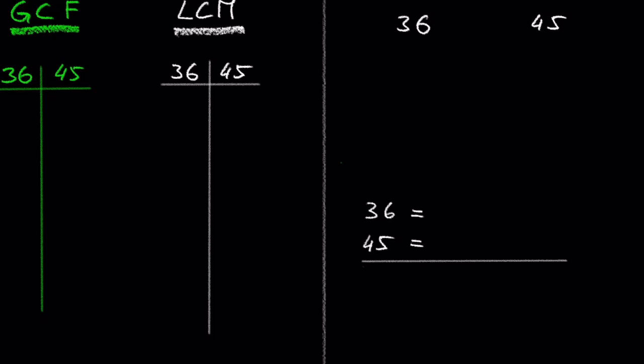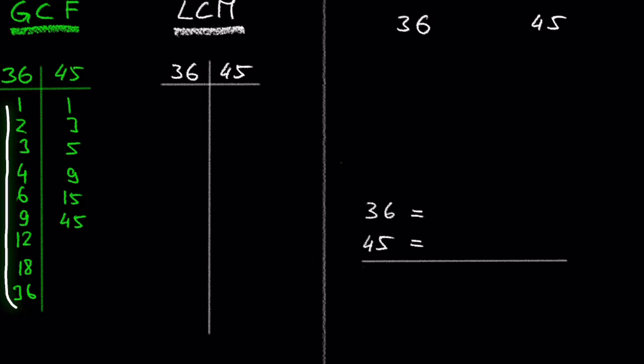Let's start with the greatest common factor. Which numbers divide into 36 evenly without a remainder left over? These numbers are 1, 2, 3, 4, 6, 9, 12, 18, and 36. And which numbers divide into 45 evenly without a remainder left over? The numbers are 1, 3, 5, 9, 15, and 45.